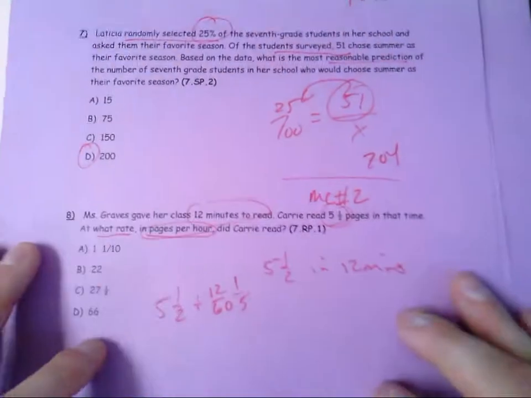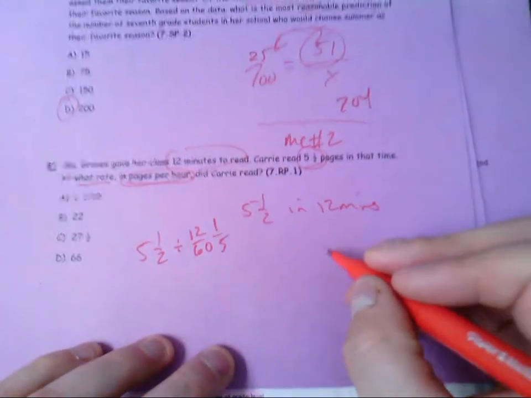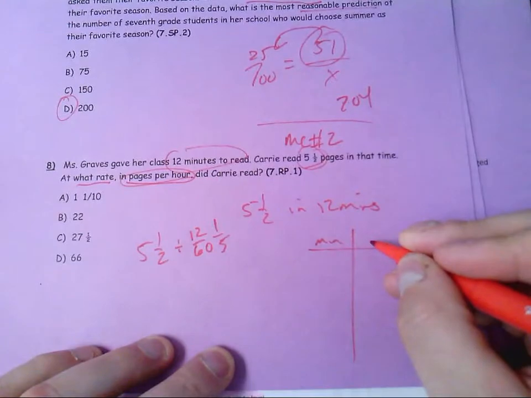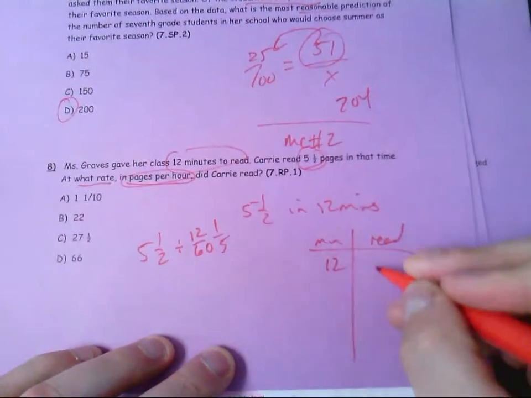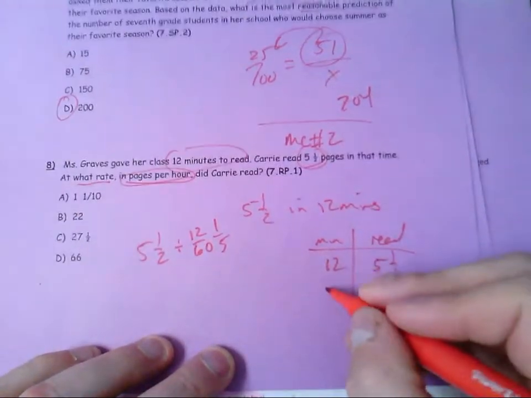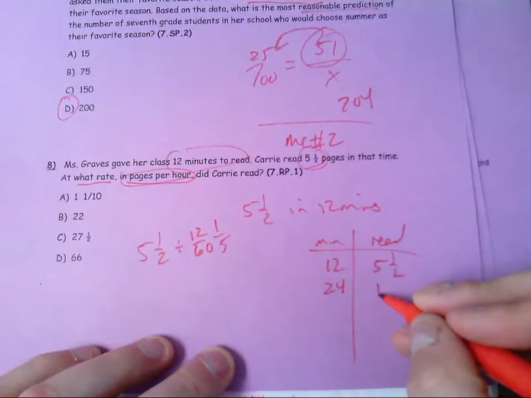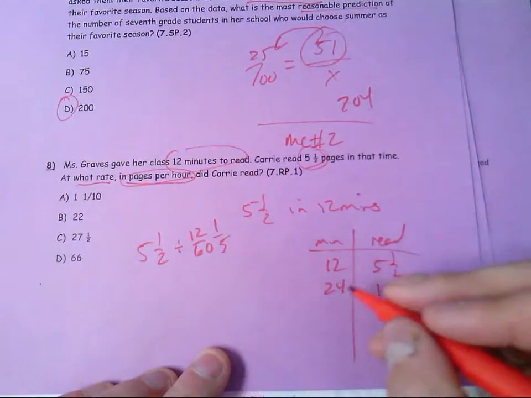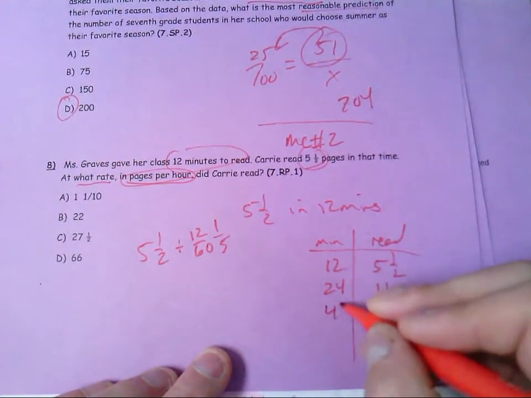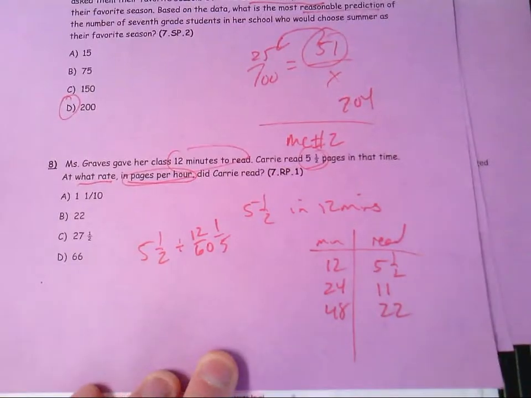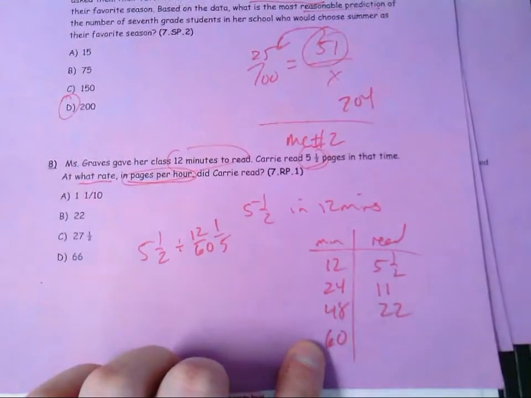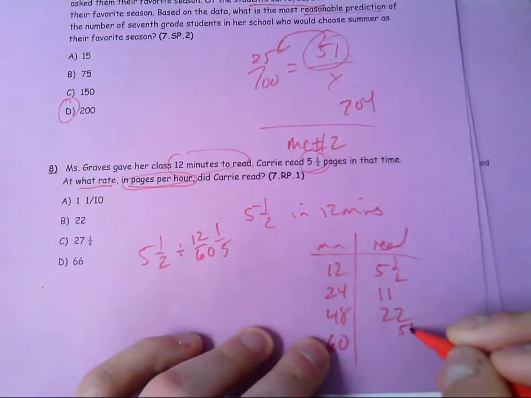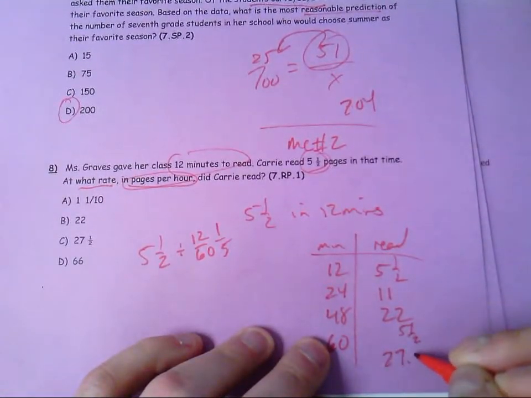The other way is the strategy that I've been trying to implement with just setting up a table. Okay? So you get minutes and pages read. So every 12 minutes is 5.5. So if you go up to 24 minutes, that would get you to 11 pages. If you then double that and make it 48, well, now that's up to 22 pages. And you add another 12 minutes in there, that gets you up to 60 whole minutes, because 12 does go into 60 nicely. And you add another 5.5 in here, and you get 27.5.